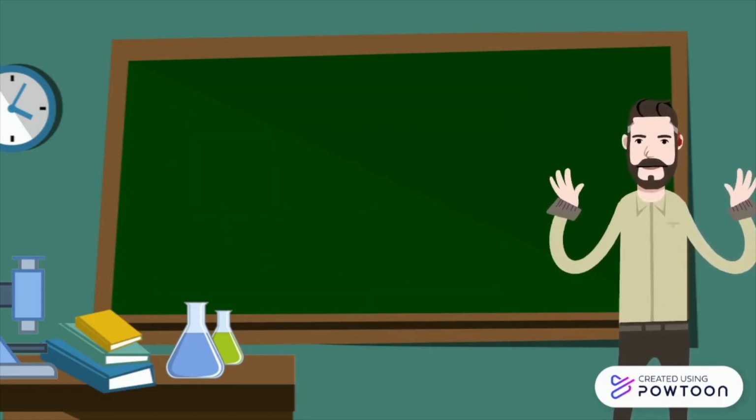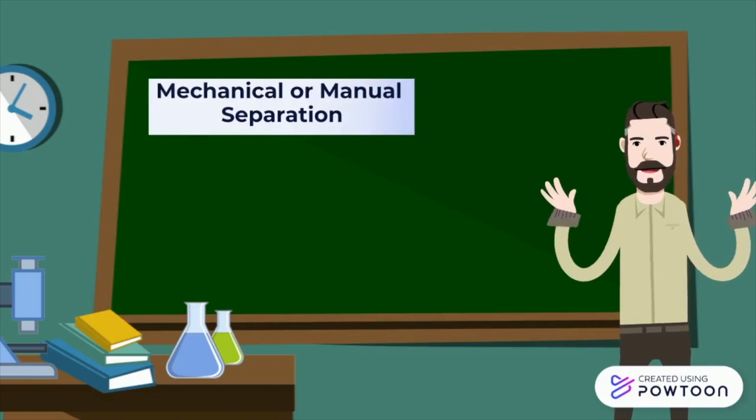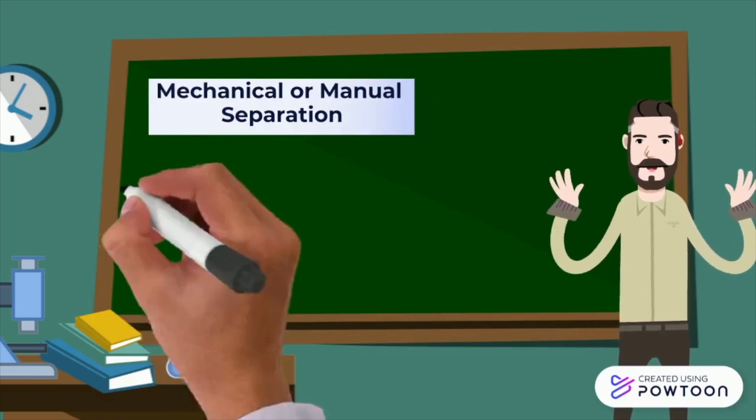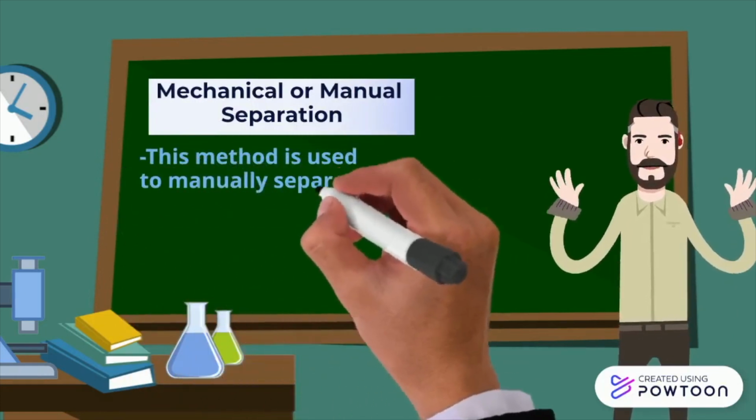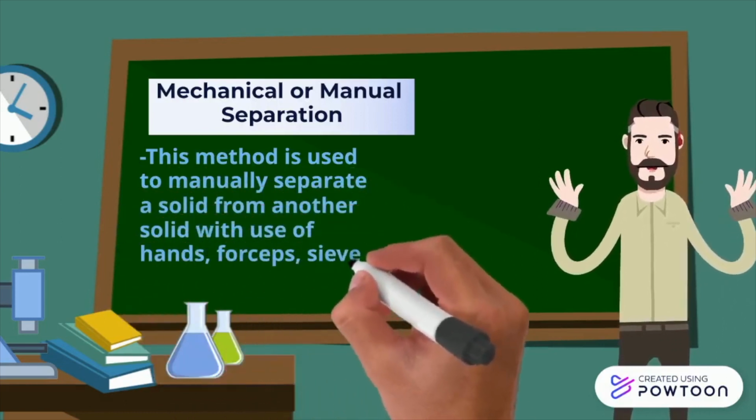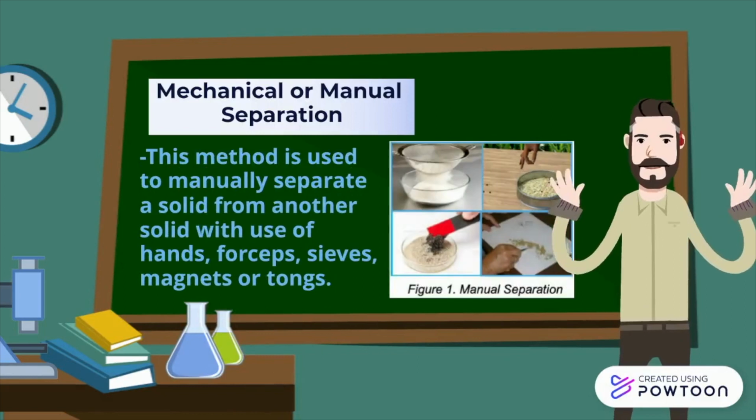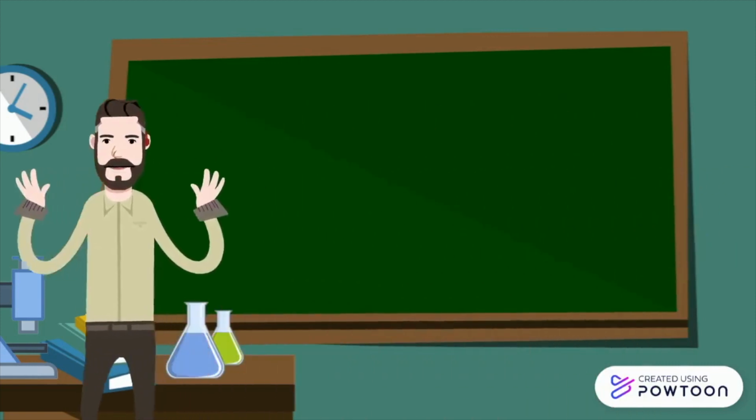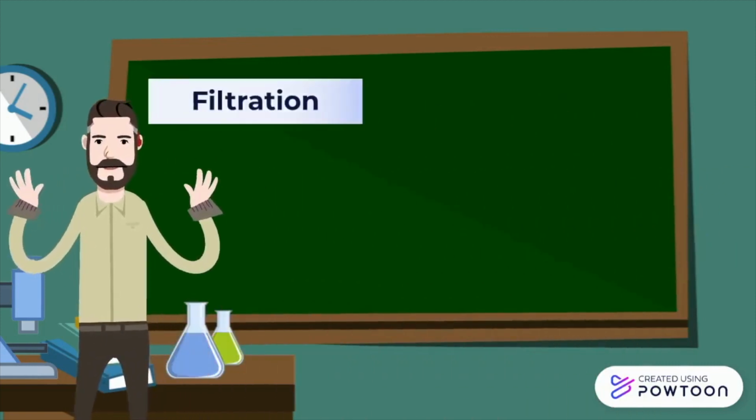First method is the mechanical or the manual separation. This method is used to manually separate a solid from another solid with use of hands, forceps, sieves, magnets, or tongs. The next separating technique, we have also the filtration.